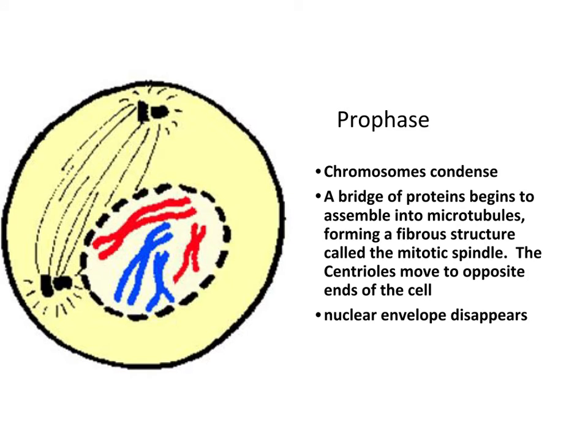All right, so the first stage is prophase. This is the longest stage of mitosis. So this is when the cell's chromatin tightens or condenses into chromosomes. And then a bridge of proteins begins to assemble into microtubules, which forms this fibrous structure called the mitotic spindle. And then the centrioles move to the opposite ends of the cell, and then the nuclear envelope disappears.